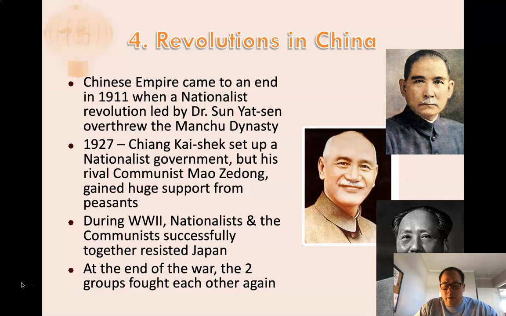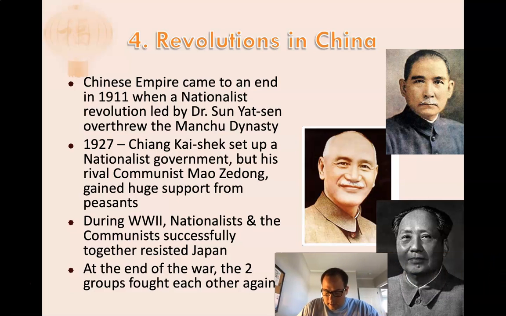Moving into some of the history that has surrounded China. The Chinese Empire came to an end in 1911 when a nationalist revolution led by Dr. Sun Yat-sen overthrew the Manchu dynasty. Then in 1927, Chiang Kai-shek set up a nationalist government, but his rival, communist Mao Zedong, gained huge support from peasants. So this really became a peasant rebellion.